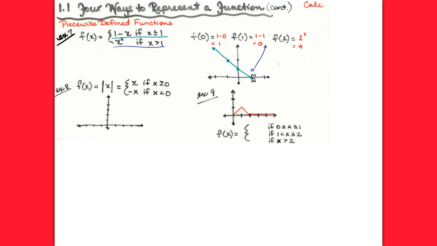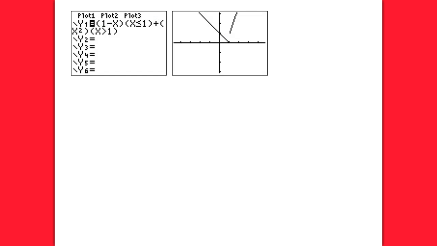Now, you can graph a piecewise-defined function on your calculator. It's kind of strange how you type it in. The way that you would type it in is you would do the first piece, 1 minus x, times its parameter. So you would do 1 minus x times x is less than or equal to 1. Then you do the same thing with the second piece, x squared times x is greater than 1. And then I just add those two pieces together. So this is what that would look like. I would do 1 minus x times x is less than or equal to 1, and x squared times x is greater than 1, and then I would just add those two pieces together.